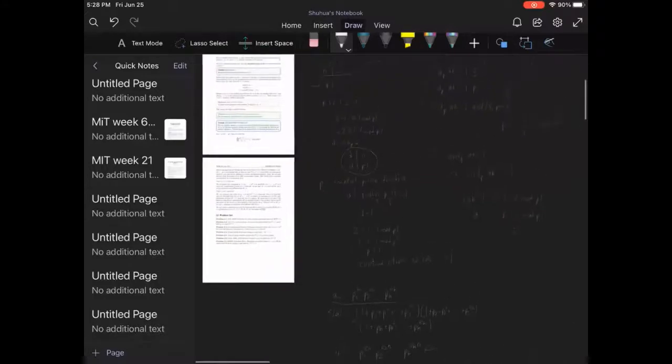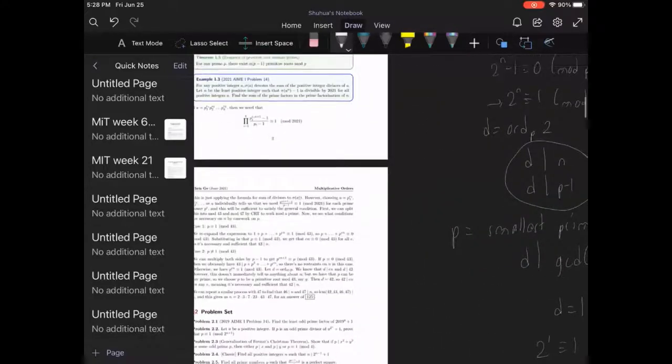Okay, any questions on this last problem?